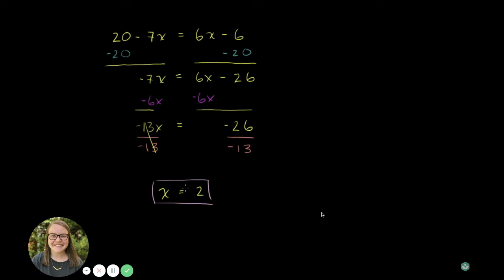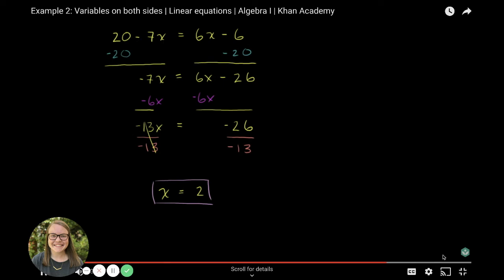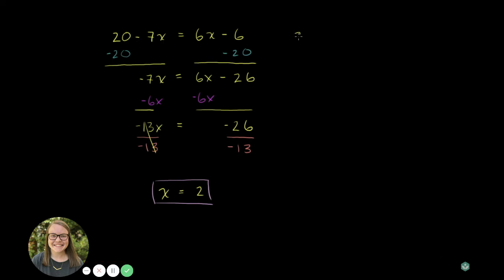That's the fun thing about algebra. You can always make sure that you got the right answer. So let's substitute it back into the original equation. So we have 20 minus 7 times x. x is 2. Minus 7 times 2 is equal to 6 times x. We've solved for x. It is 2 minus 6. So let's verify that this left-hand side really does equal this right-hand side.